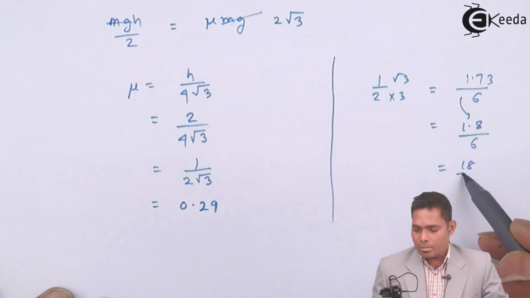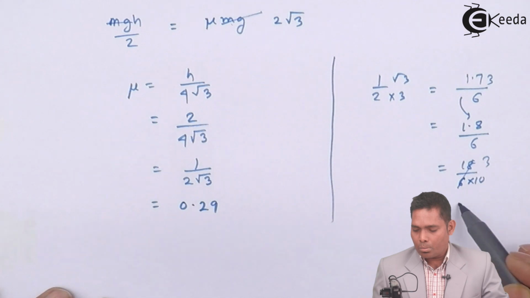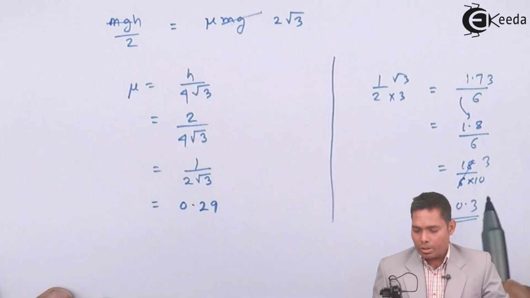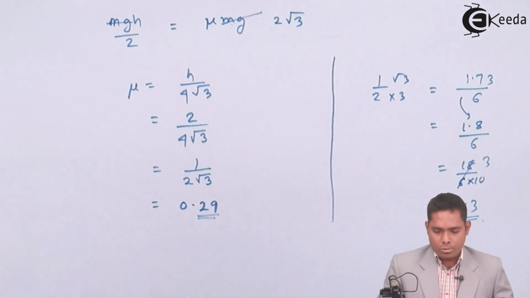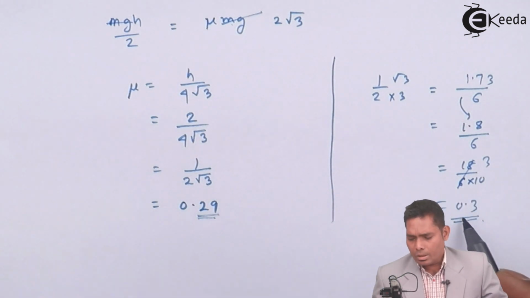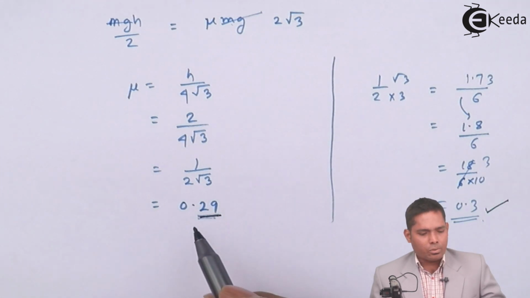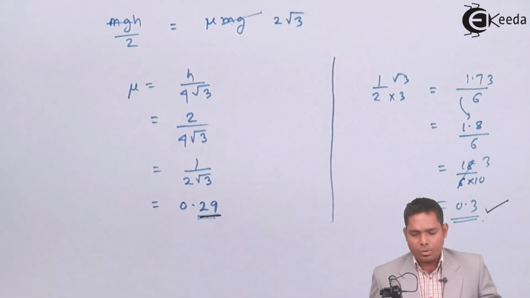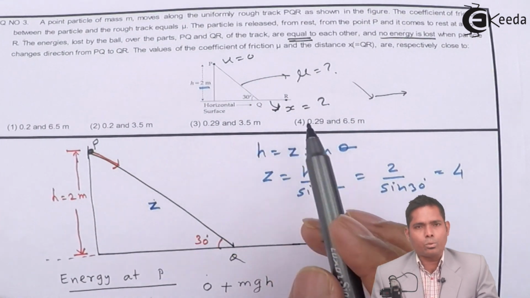Then this is 18 by 6 into 10. This is 3, this is 0.3. If it is 0.3, you can see here it is nearly equal to 0.3. So therefore, you can see that if it is 0.3, then this is also nearly 0.3. In the options you have 0.29. So either 3 or 4 will be the answer.